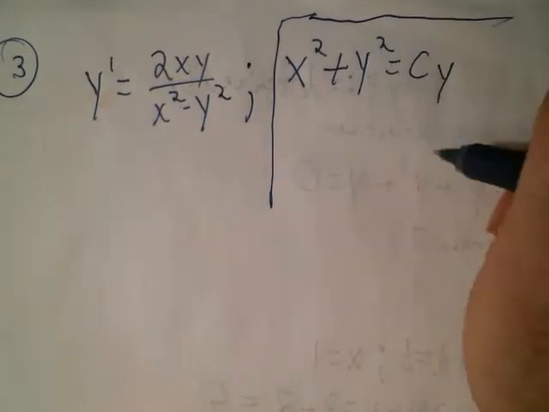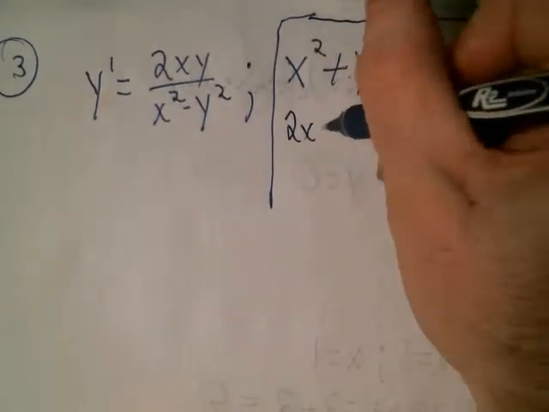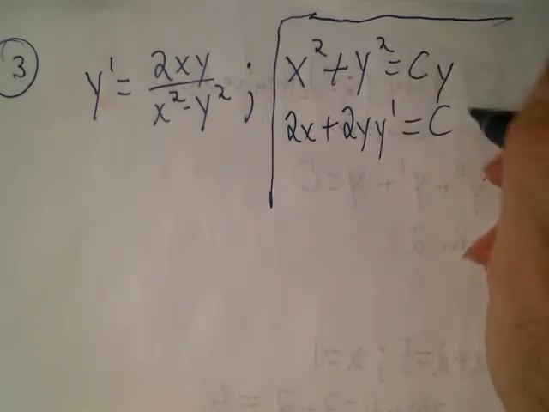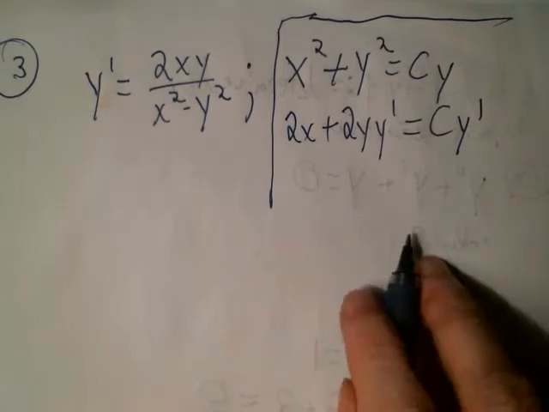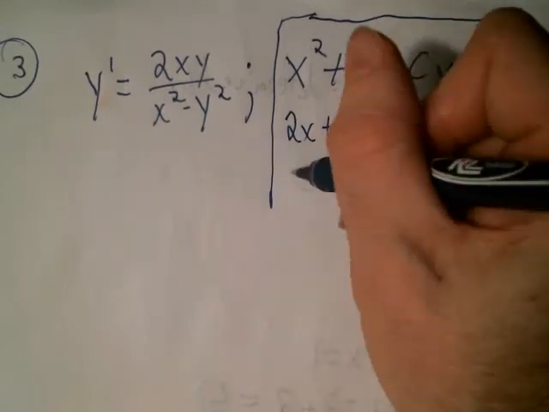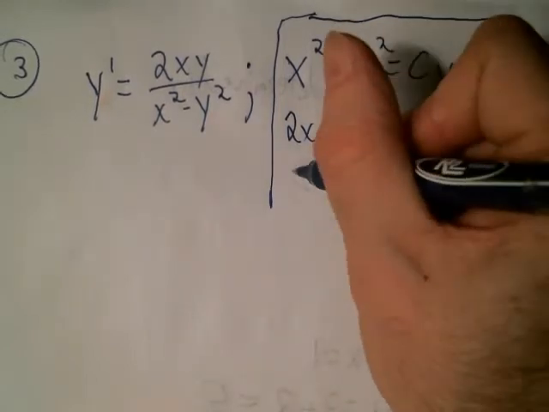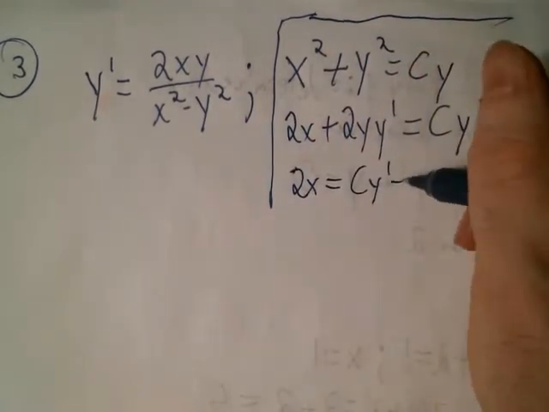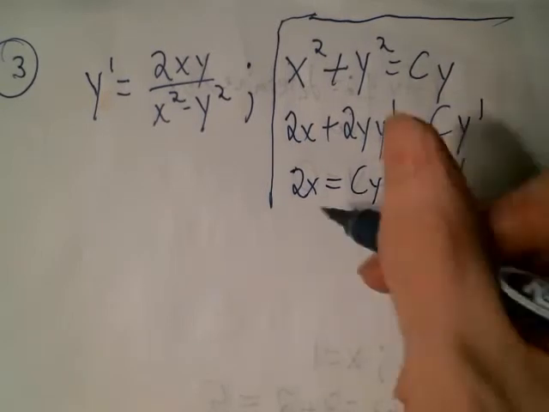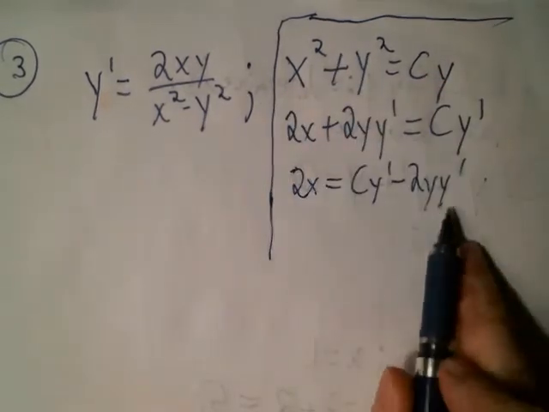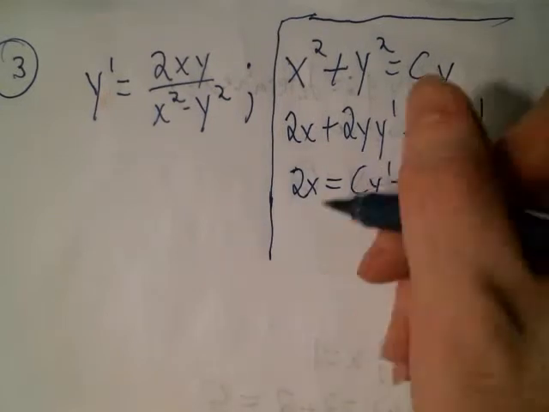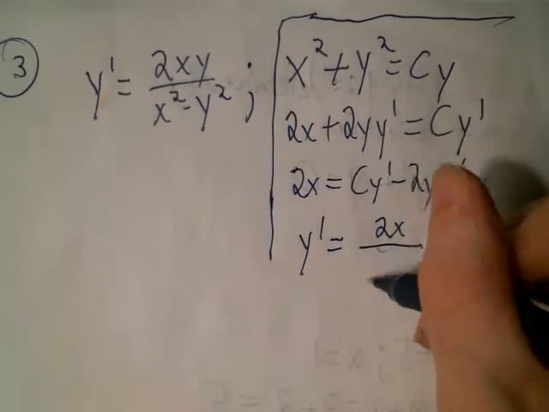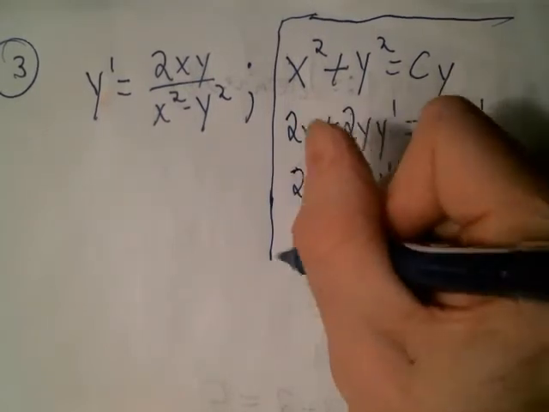So first I'm going to take the derivative implicitly. I get 2x plus 2y y prime equals c times y prime. Right? And then I could solve for my y prime. So 2x equals c y prime minus 2y y prime. And then I'm going to factor out the y prime and divide. You'll end up with y prime equals 2x all over c minus 2y.